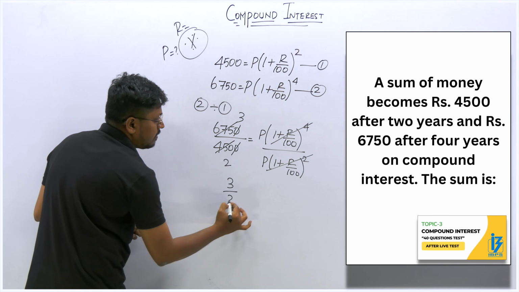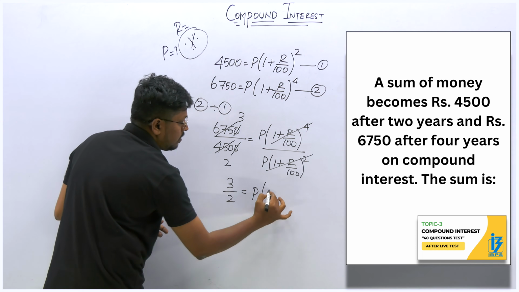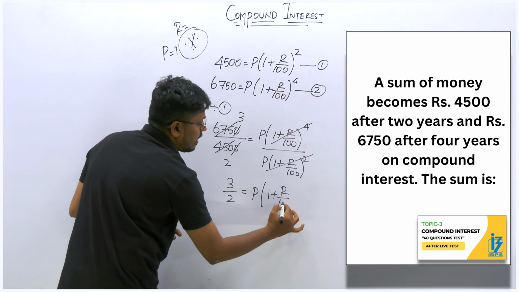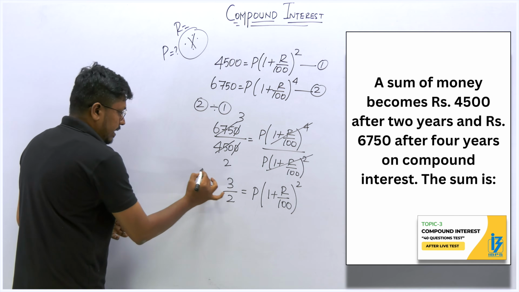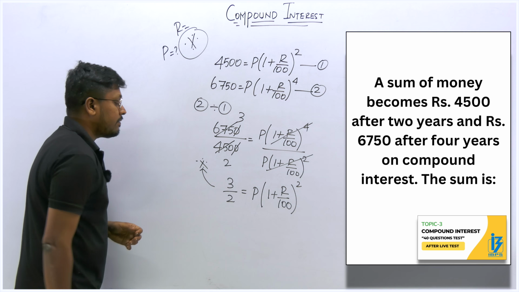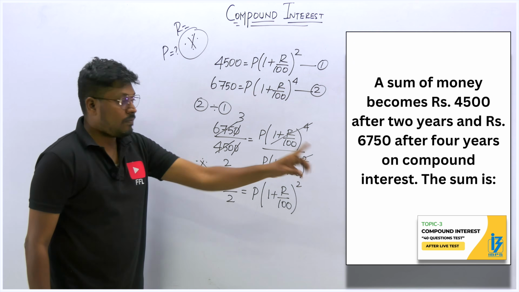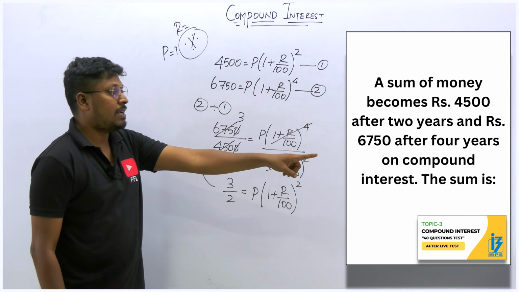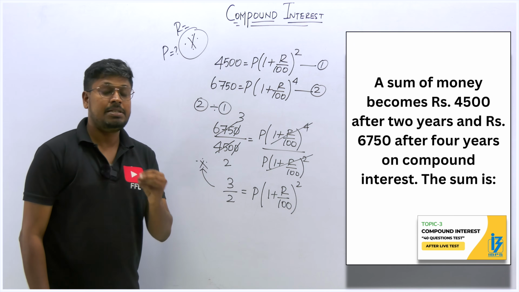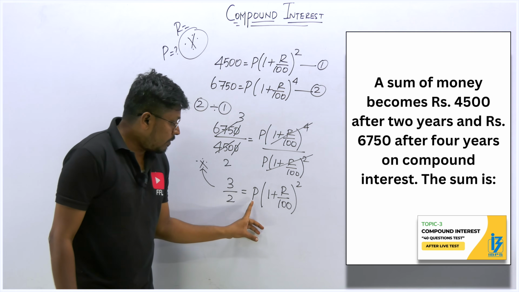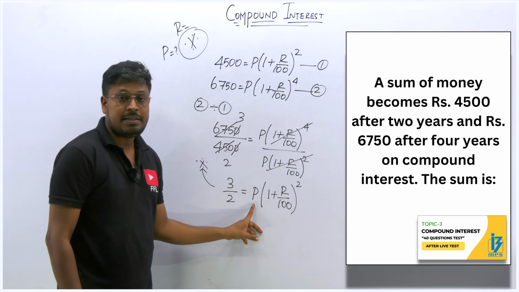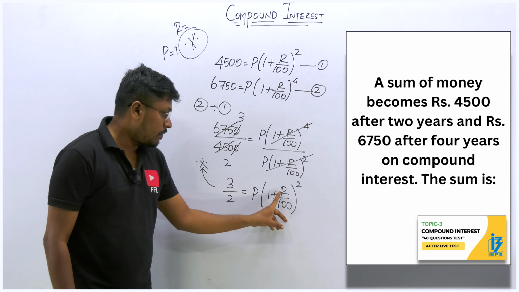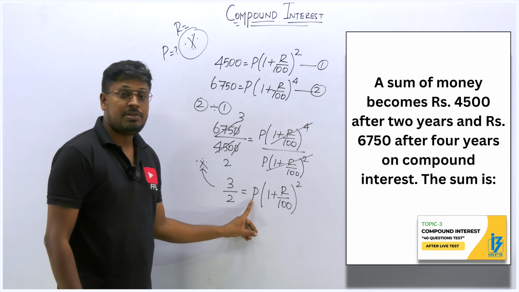So finally we have 3 by 2 is equal to P into (1 plus R by 100) whole square, right? So hence this is the important area. Just listen carefully. Our target is to find the principal. According to the question, our target is to find the sum, that means the principal. In order to find the principal, if we know the rate of interest, finding the principal is easy. But here the rate of interest is unknown, and the principal is also unknown.